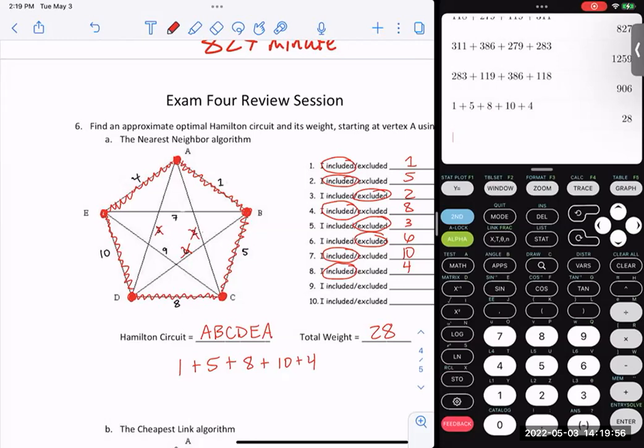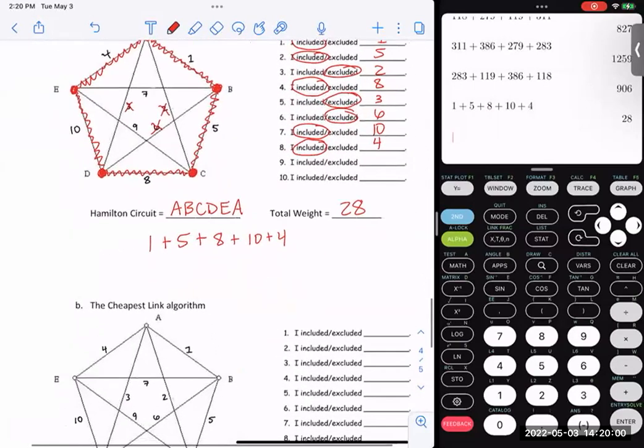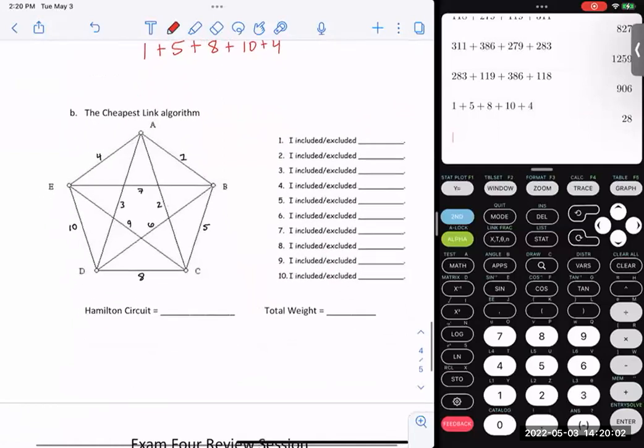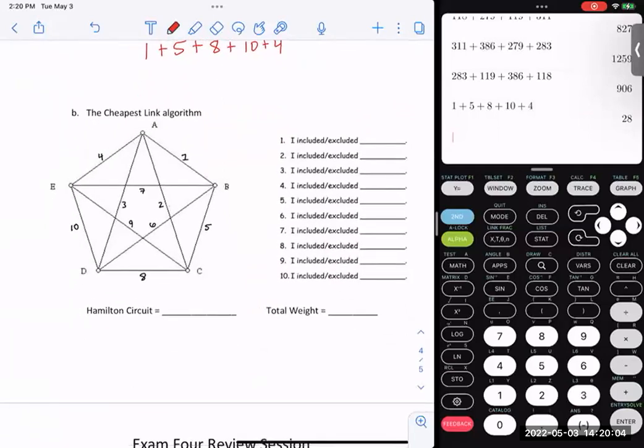All right, so then we have one more algorithm for Hamilton circuits, and that is the cheapest link. And so this is the same one, the same graph. We're still going to start at vertex A. But we kind of have to switch gears here. We're switching our thinking. When we did nearest neighbor, we were starting at A, and we were traveling our graph as we went along. With cheapest link, we're not going to do that.